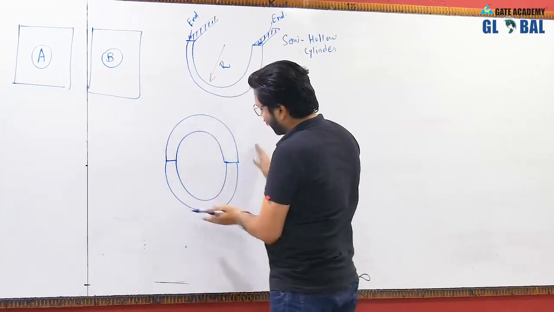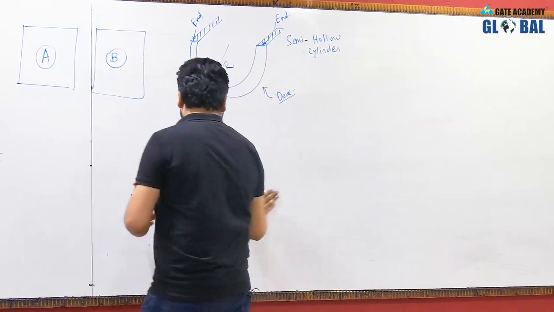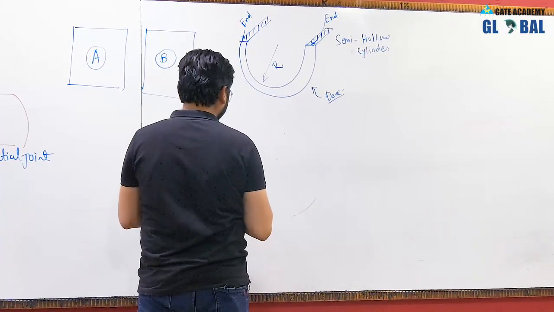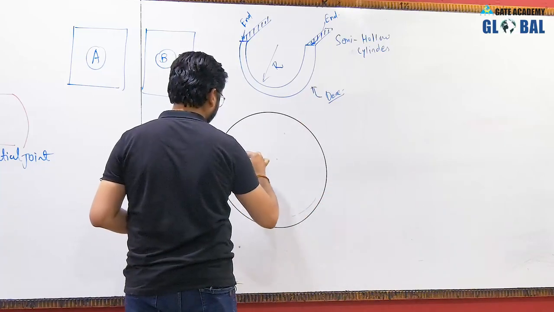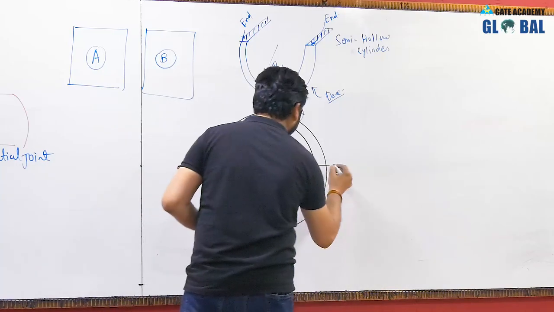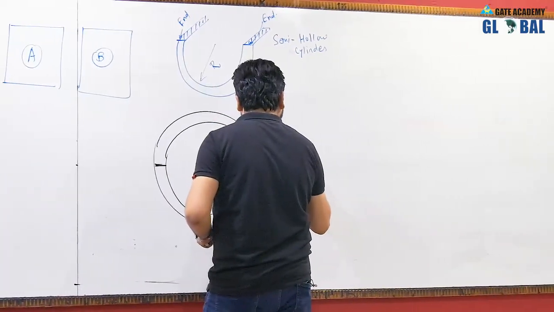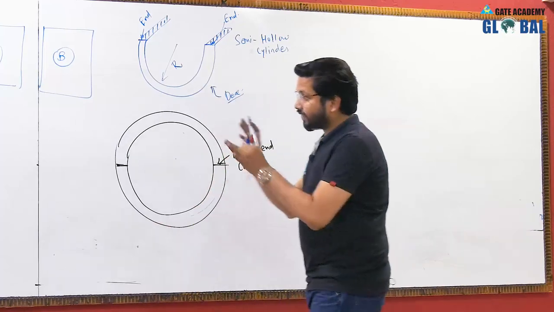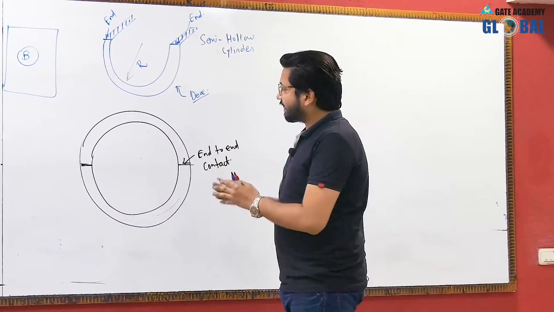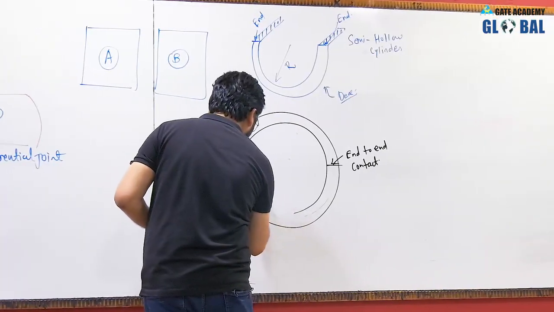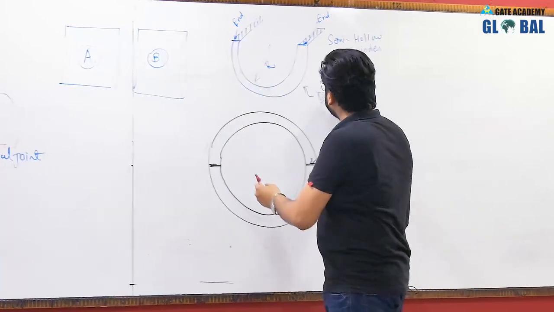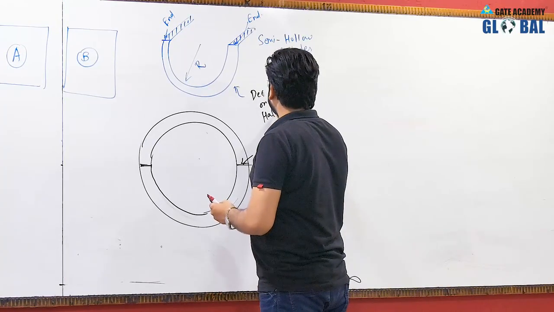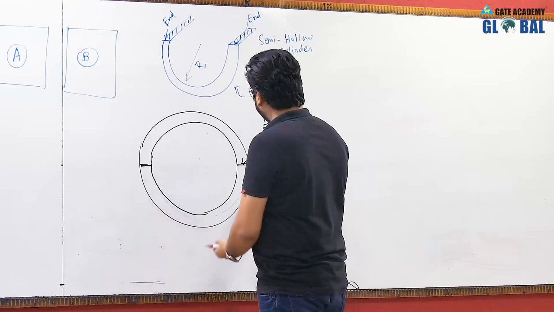Here this is a freehand diagram, so you will not be able to see the proper cylindrical shape. Let me draw it again. So this will be like this. Here you will have end-to-end contact. Everything is very important. You are an engineer, so you must understand everything in detail. Here you will have an end-to-end contact between the two D's, that is, two halves.